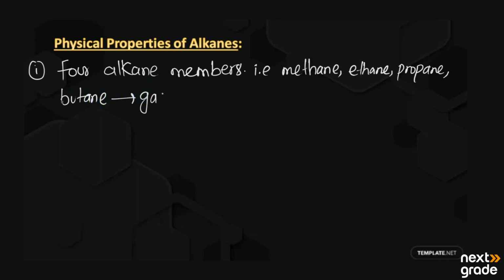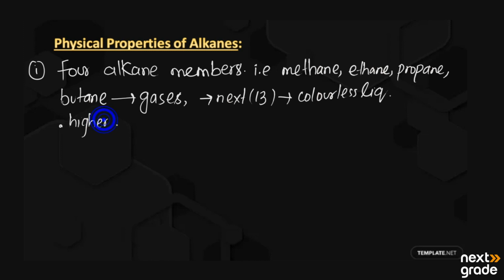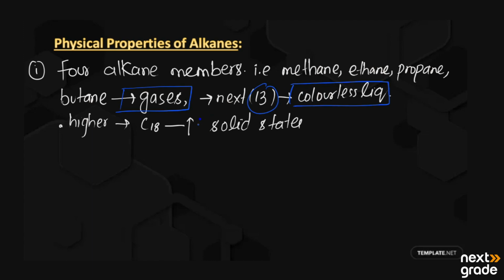They are present in the gaseous state, so they are mainly gases. This is the physical state of the alkanes. Then the next 13 members are colorless liquids. The higher members, from carbon 18 onward, are found in the solid state. So the first four members are gaseous, the next 13 are colorless liquids, and from carbon 18 onward they are solid.